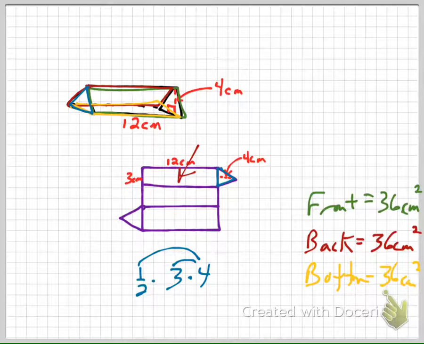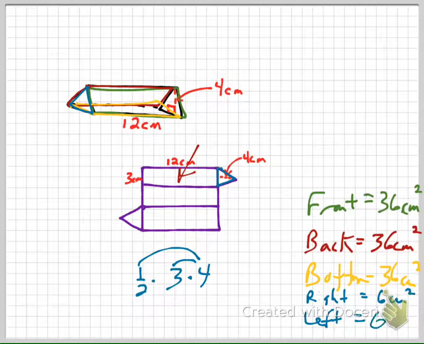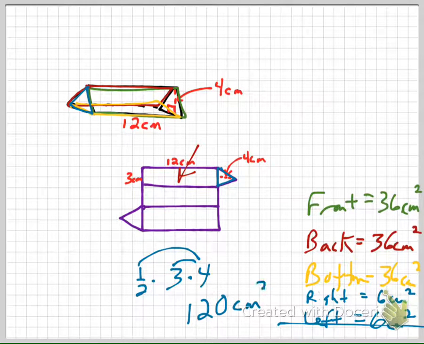So that means that each of the triangles, we're going to go right, left, 6 centimeters squared, 6 centimeters squared. Is that all the sides? Yes. So then what do we do? Add them up. What's it add up to? You do that. 120. Make sense? Does it make sense? Yeah.